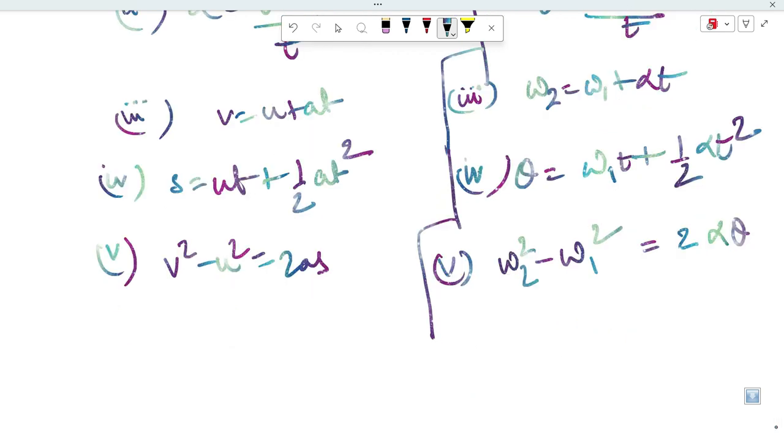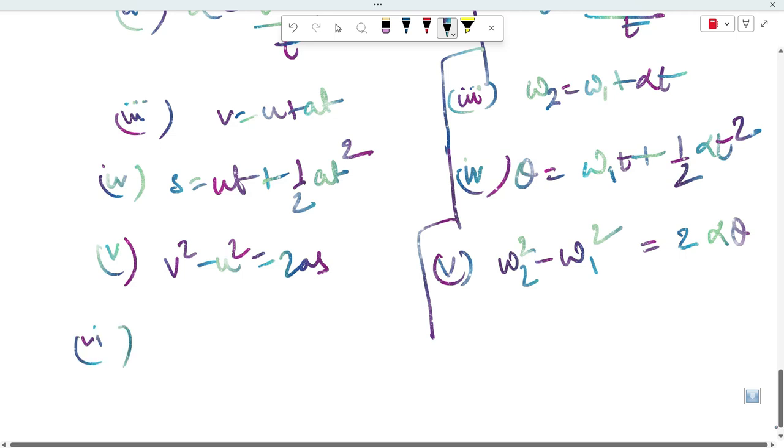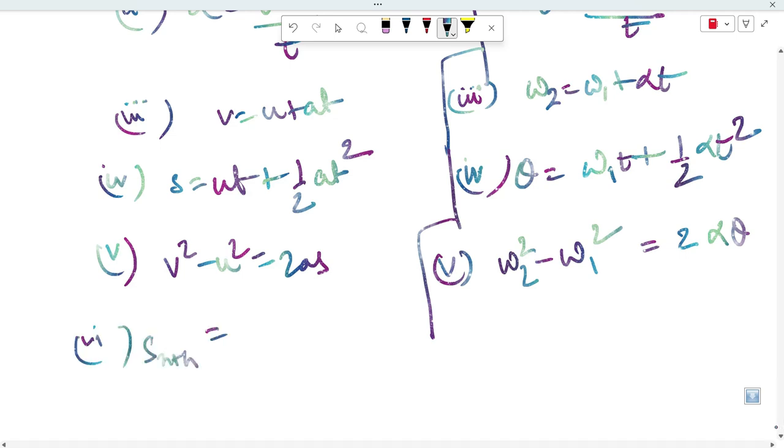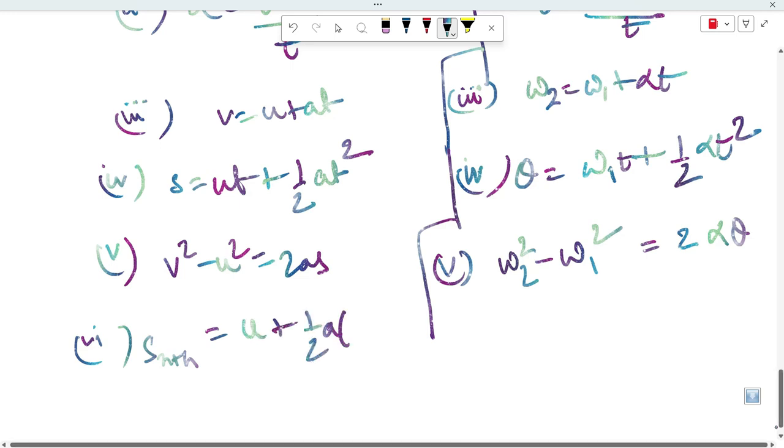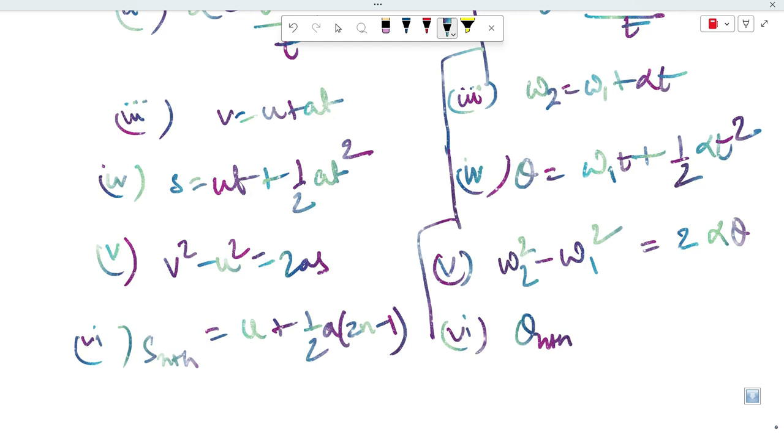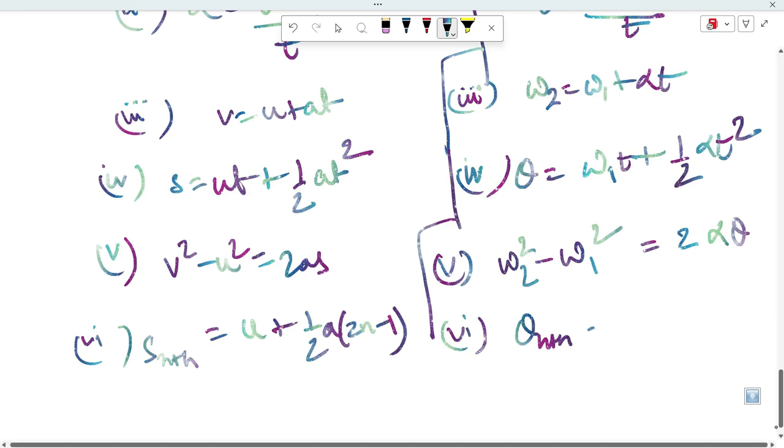Now the distance at nth time: s nth is equal to u plus half a into 2n minus 1. Point 6: theta nth. At nth time I can write s nth is equal to u plus half a (2n minus 1), and in the case of rotational motion I can write omega 1 plus (2n minus 1) alpha by 2.